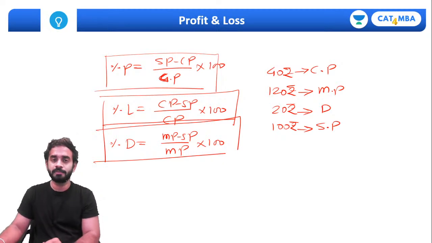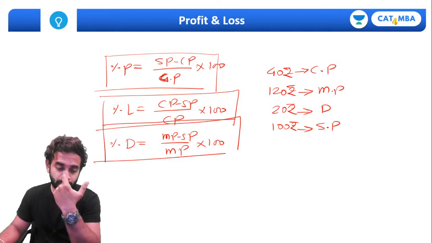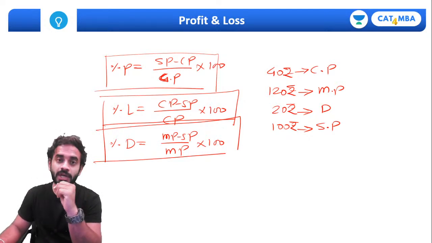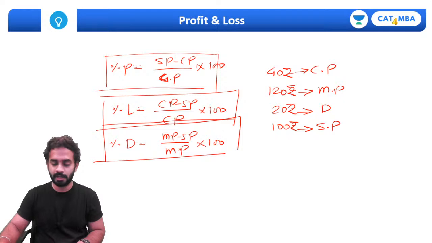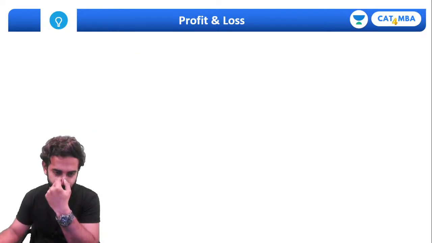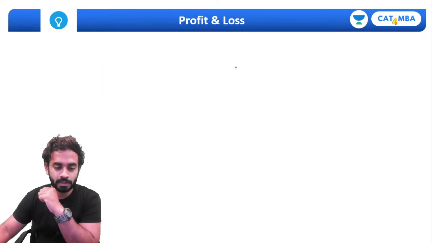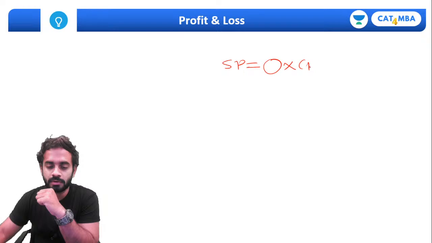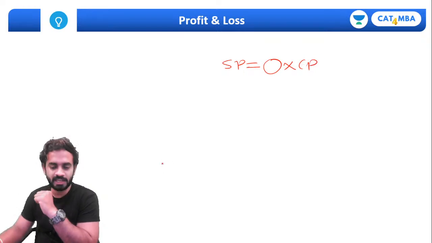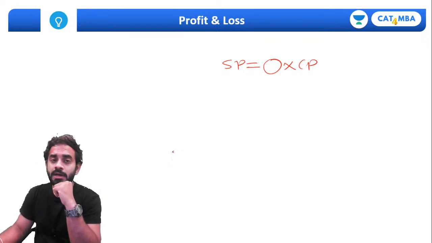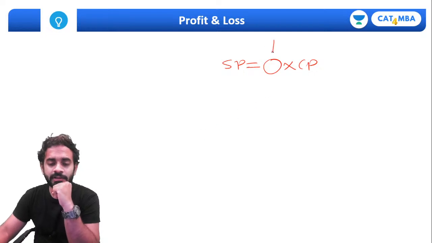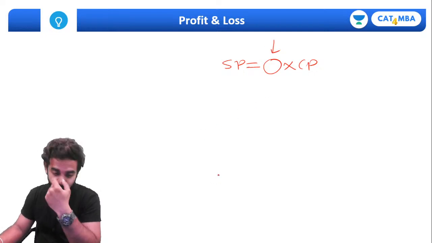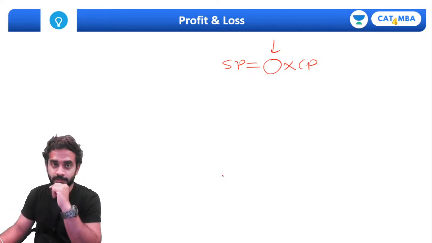Now I'll explain another equation for percentage profit, percentage loss, and discount amount also. So the equations will be: selling price is equal to factor into CP. Okay, selling price is equal to factor into CP. Now what is this factor? This factor is nothing but the multiplication factor which we have learned earlier, in the percentages part, right?